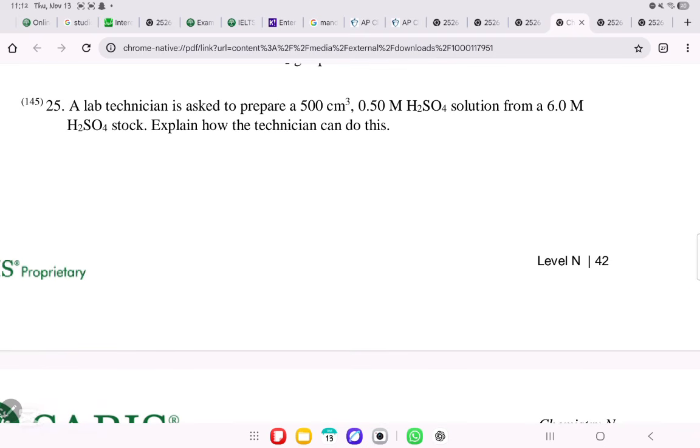Question number 25. A lab technician is asked to prepare 500 centimeter cubed of 0.50 molarity H2SO4 solution from a 6 molarity H2SO4 stock. Explain how the technician can do this. Whenever they say prepare, we think of C1V1 equals C2V2. But here there's a very important trick we need to pay attention to, and this is the fact that this is in centimeter cubed.